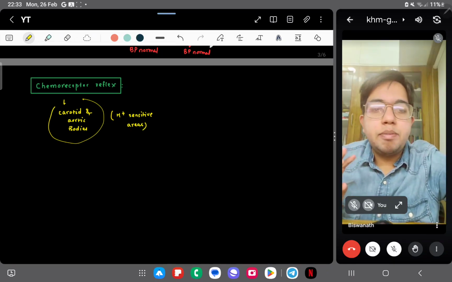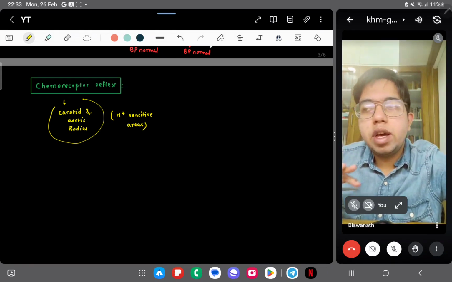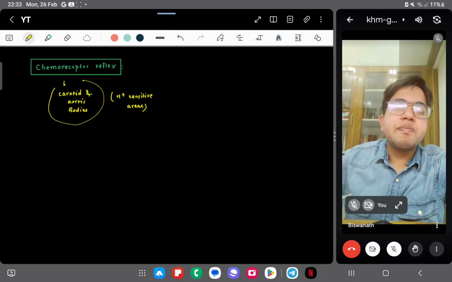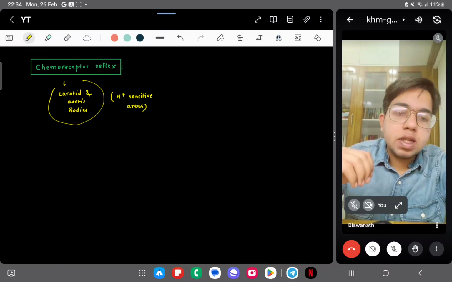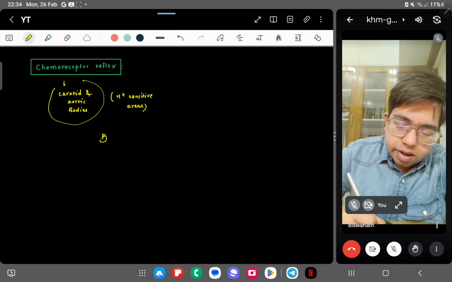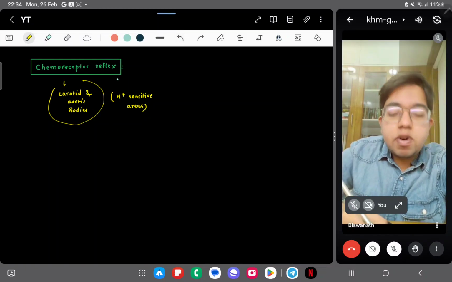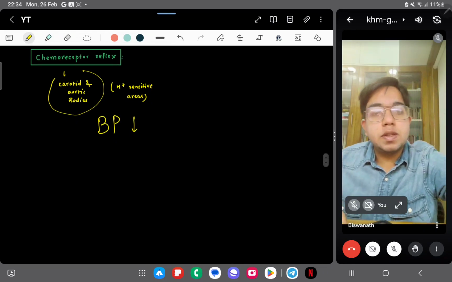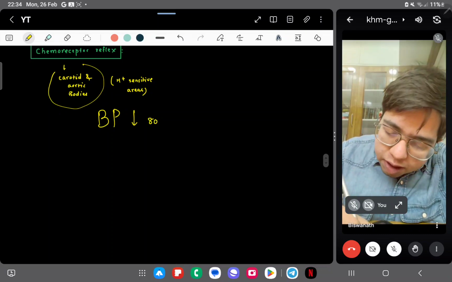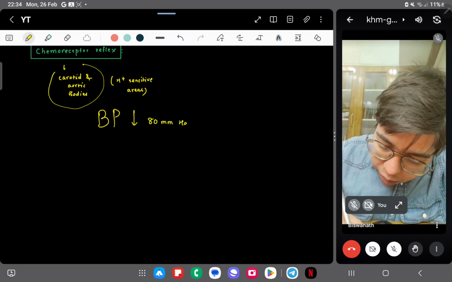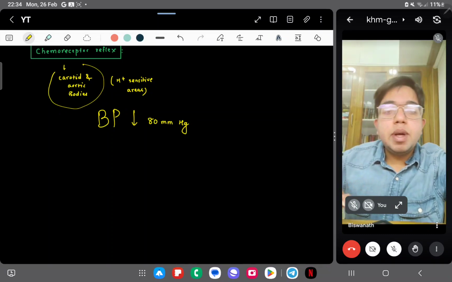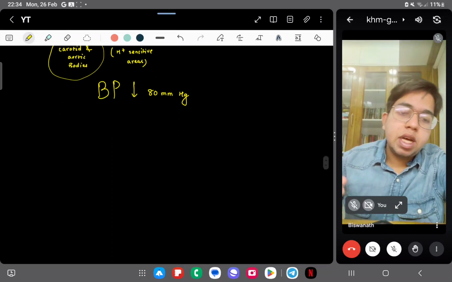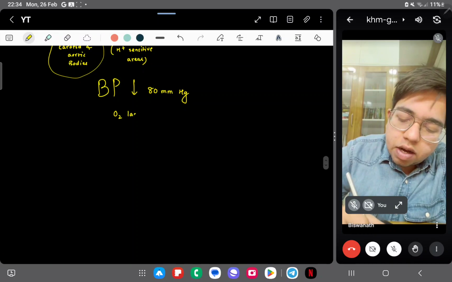I'm giving you a conceptual thing. Let's say BP falls below 80. This will work when BP falls. So I'm writing in big font: BP falls below 80 mmHg. If the BP falls below 80 mmHg, there will be oxygen lack, of course.